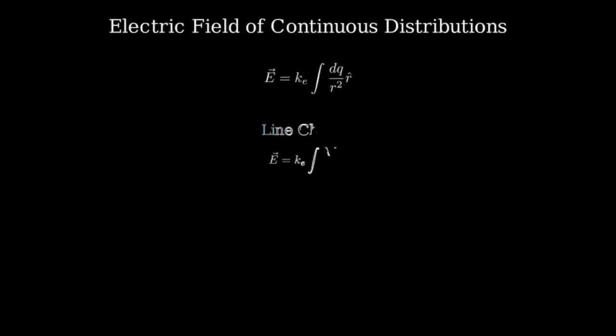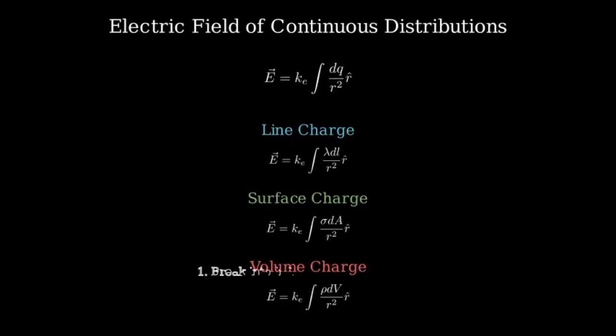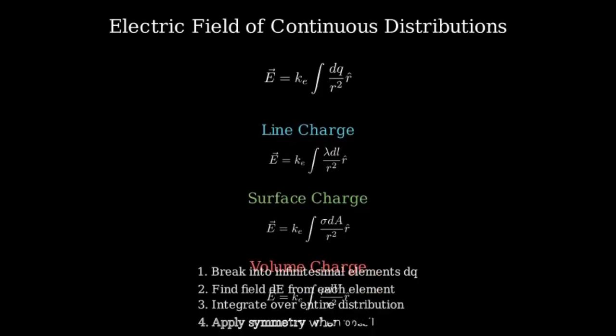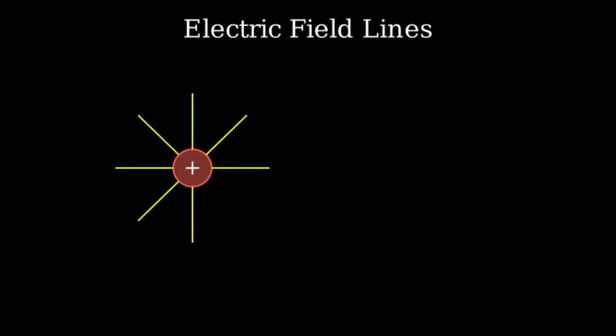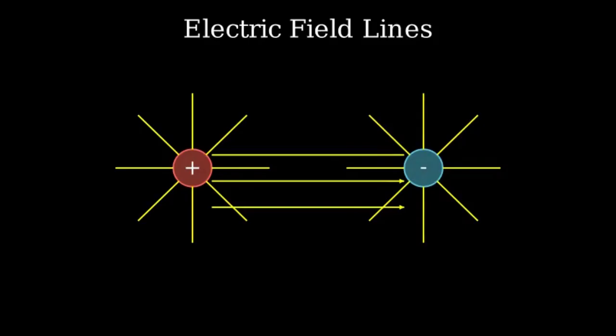For continuous charge distributions, we calculate the electric field by integrating the contributions from infinitesimal charge elements. For a line charge with density lambda, we integrate along the length. For a surface charge with density sigma, we integrate over the area. For a volume charge with density rho, we integrate throughout the volume. The process involves breaking down the distribution, finding the field from each element, and then integrating.